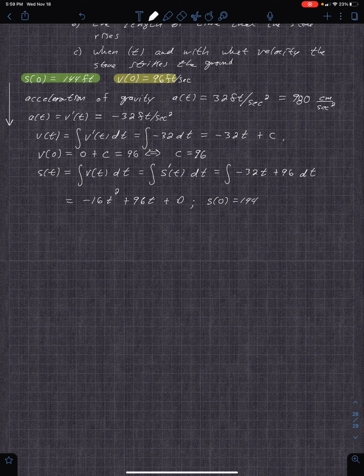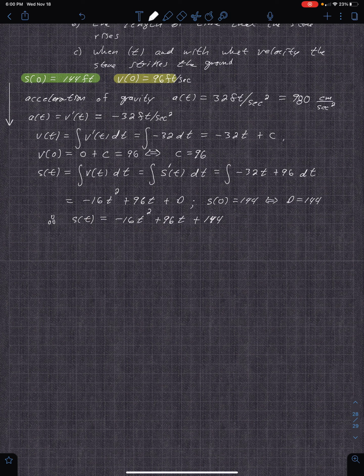Okay, so d is equal to 144. So therefore, your position function s of t is negative 16t squared plus 96t plus 144. And so your units here would be in feet. So t is time in seconds. And then if you put in this, you're going to get the feet above the ground.